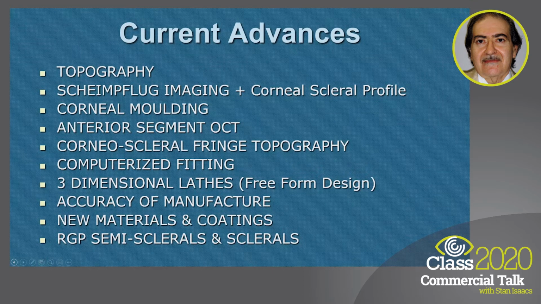You have topography machines that can accurately measure end to end of the cornea. You have Scheimpflug imaging and corneal scleral profiles, corneal molding, and all state-of-the-art things where we can measure the cornea very accurately in 3 dimensions. We also have the capability of manufacturing lenses with extreme accuracy and a lot of new generation materials, special coatings, so there's really no problem that cannot be solved.